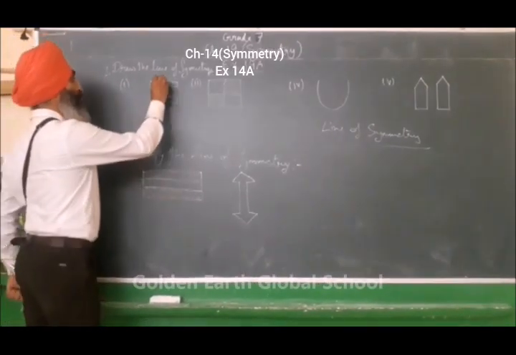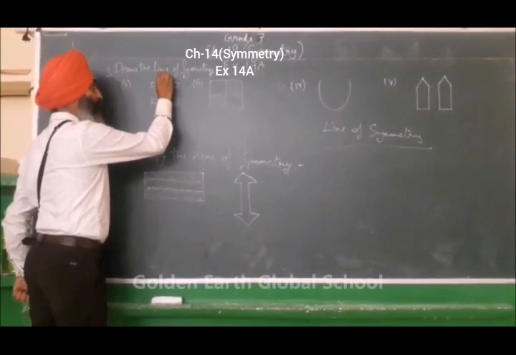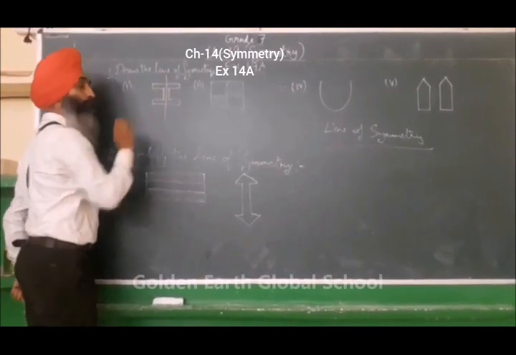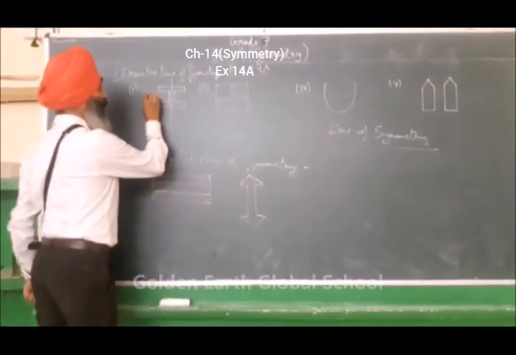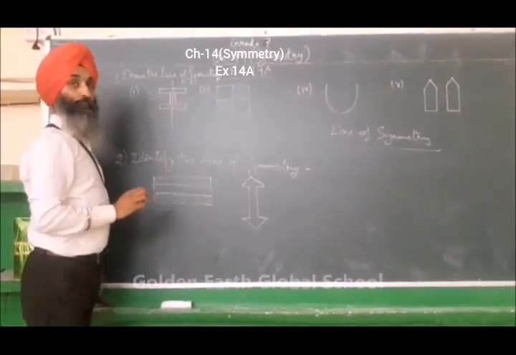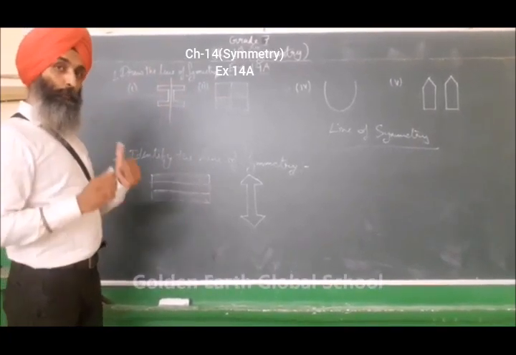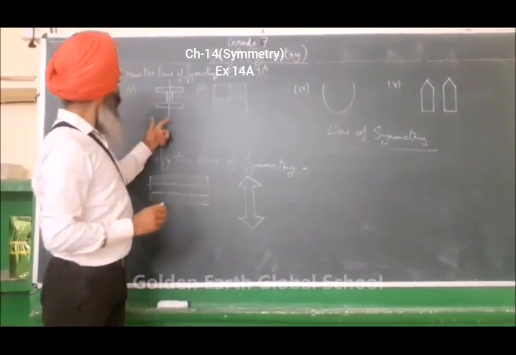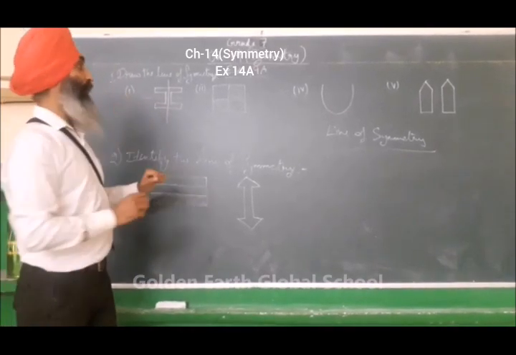So the line of symmetry should be such that it divides the figure equally. Like this could be the line of symmetry. Or you can draw this line also, because it is symmetrical both vertically and horizontally. Understood my point? So these two lines are called the lines of symmetry of this given figure.